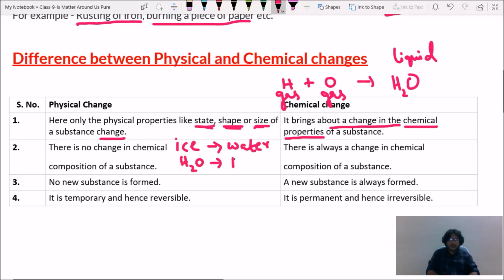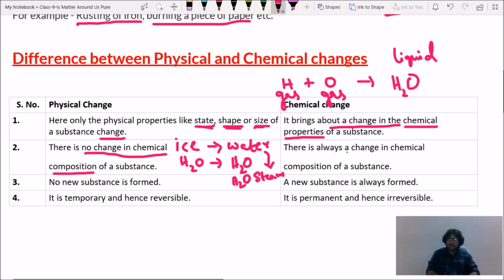It will become the same H2O. There is no change in chemical composition. Again, if you heat water, water will become steam. What is the chemical formula of steam? Of course, it is H2O only. There is no change in the chemical composition of a substance.